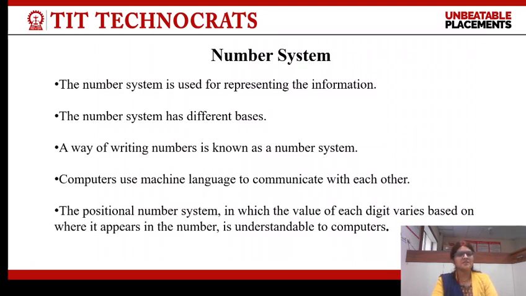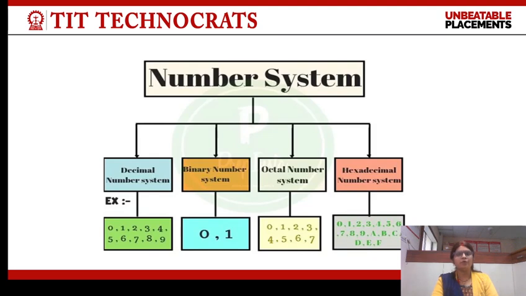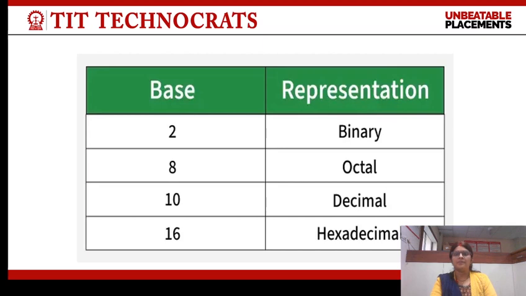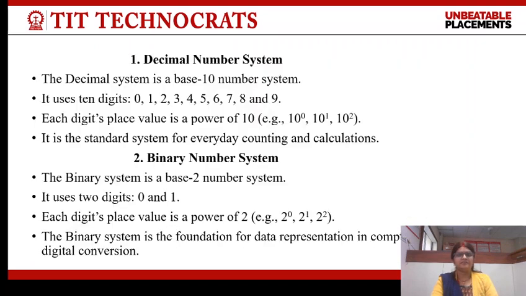The positional number system, in which the value of each digit varies based on where it appears in the number, is understandable to computers. Basically, there are four types of number system: decimal number system, binary number system, octal number system, and hexadecimal number system. Binary number system is base 2, octal number system is base 8, decimal number system is base 10, and hexadecimal number system is base 16.